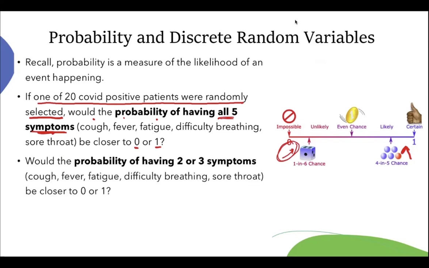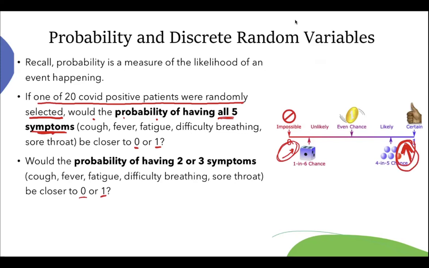What about 2 or 3 symptoms? How likely would that be? Would that be closer to 0 or 1? Well, I think that would be closer to 1. The probability that a person has between 2 and 3 symptoms sounds more likely, and we can probably think that it's somewhere over here near 1.